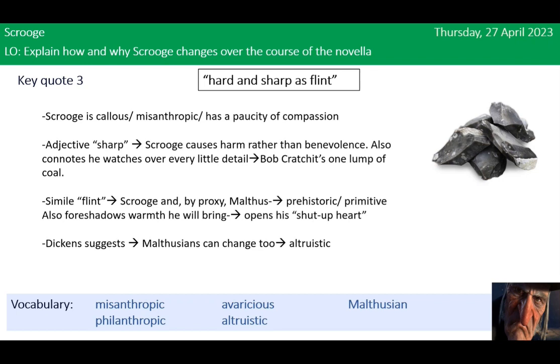It also foreshadows the warmth he can bring, because flint can be used to spark a fire, and fire gives warmth, and warmth represents benevolence and philanthropy. So he will bring warmth when he opens his shut-up heart. Lastly, Dickens is suggesting that Malthusians can change too, and they can become altruistic. If Scrooge can change, then anybody can change, basically. Any Malthusian Victorian individual can become altruistic.